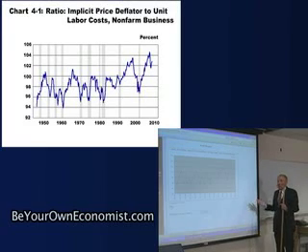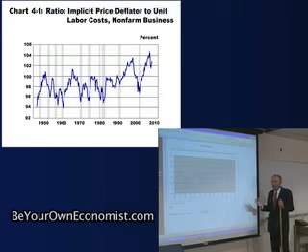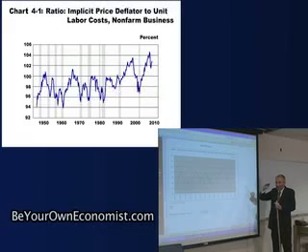This chart is really constructed kind of simply. What it does for the whole economy is just take prices, like wholesale prices, and divide it by the labor cost for each unit of output. So you get the price for each unit of output divided by the cost for each unit of output.